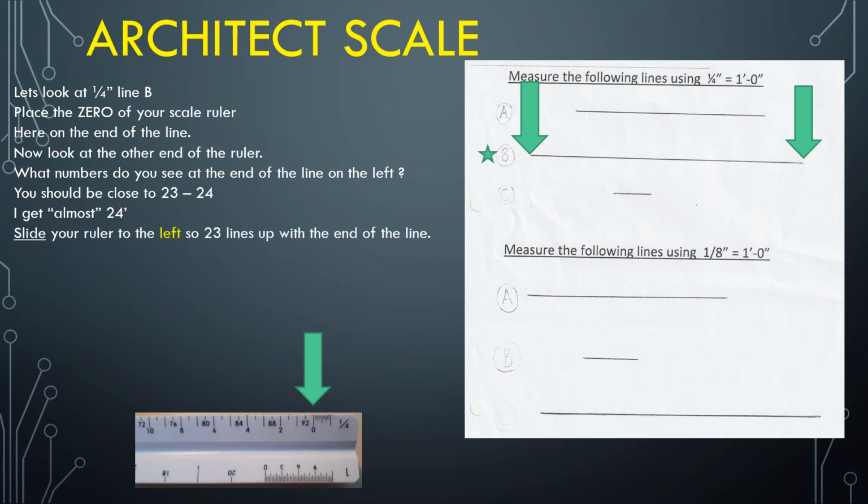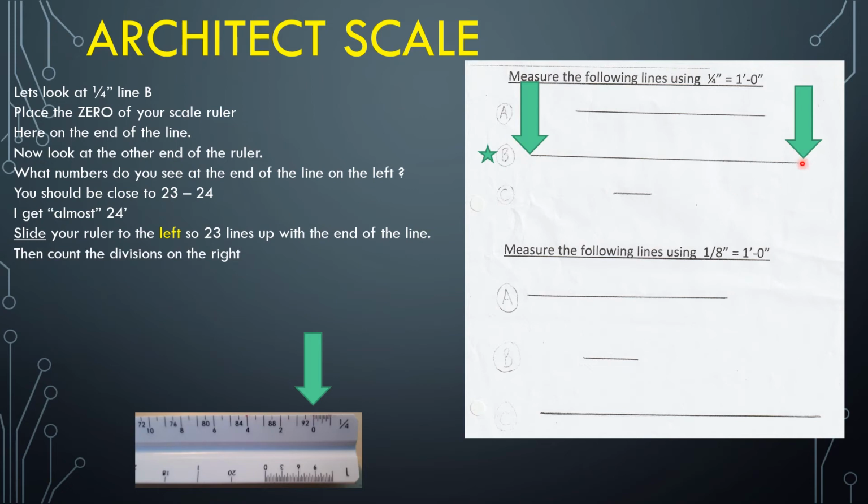So what you want to do here is slide your ruler to the left so the 23 lines up at the end of the line, right there. Right? Because we know 23 is about here, 24 is here, and we can't stretch this line to 24. So it has to be 23 feet, so many inches. So you just slide the whole ruler until 23 lines up right at the end. Then count the divisions on the right.